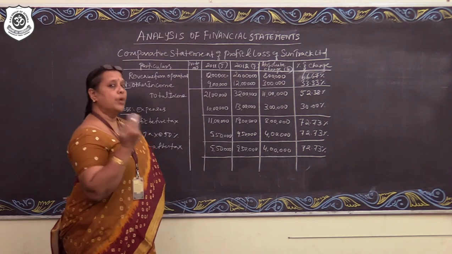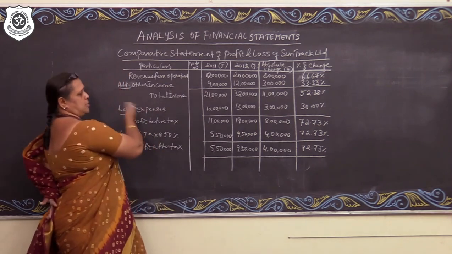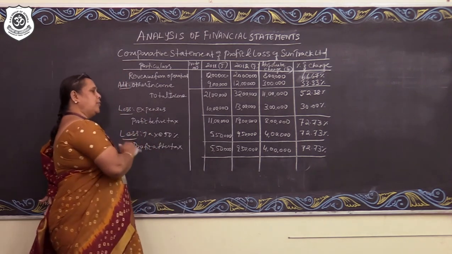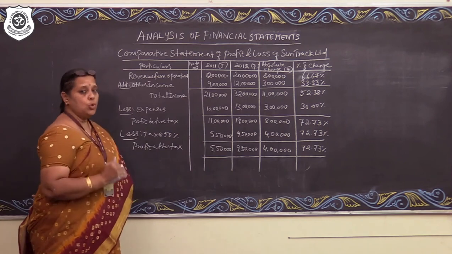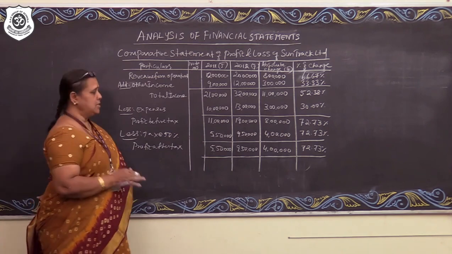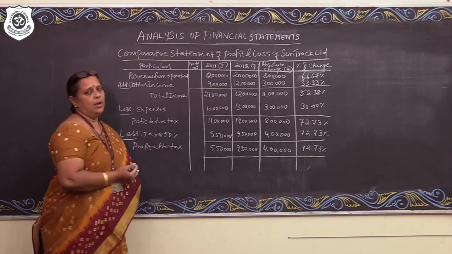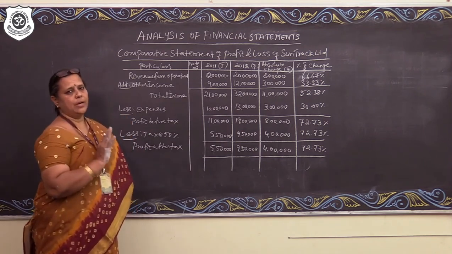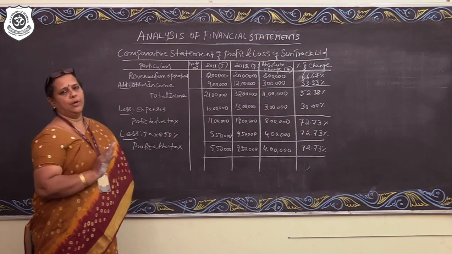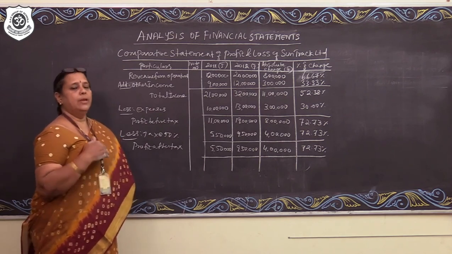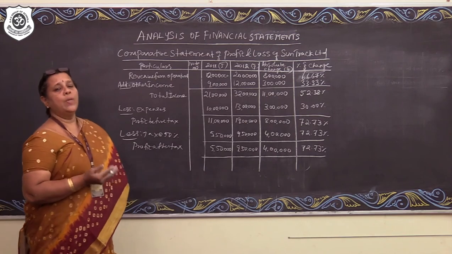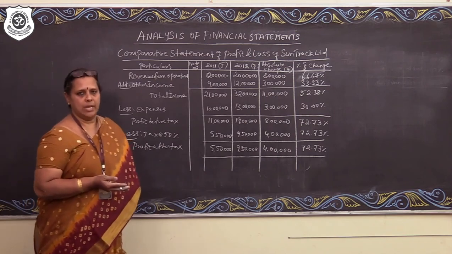So we have calculated the percentage of increase or decrease for the revenue from operations, then other income, then total income. From the total income, we subtracted the expenses. We got the profit before tax. We assumed the tax rate to be 50%. We have calculated tax and we have calculated profit after tax also. This is the format of a comparative statement of profit and loss. Next, we shall be proceeding to common size financial statements.